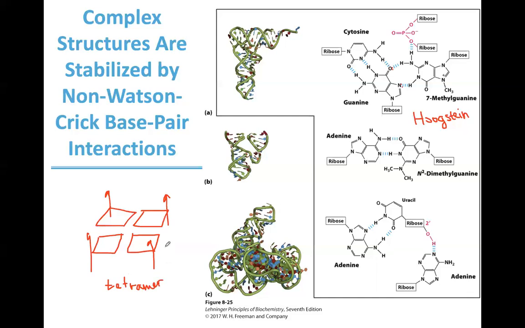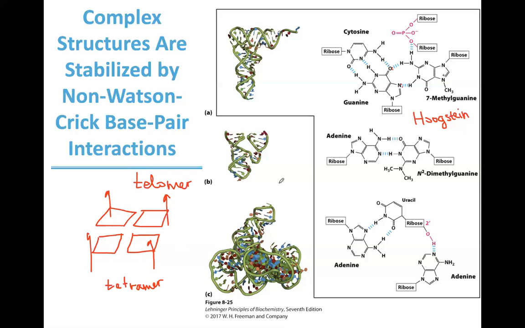Where you have 4 strands coming together and forming a higher structure. Have you guys heard of the term? Have you heard of it? Go ahead. Can you explain what the Hoogsteen is again?